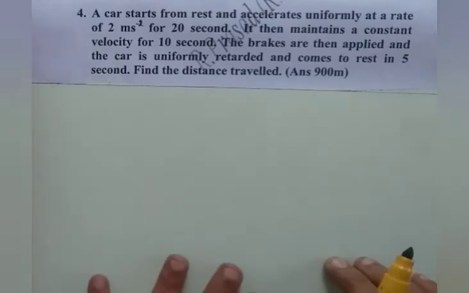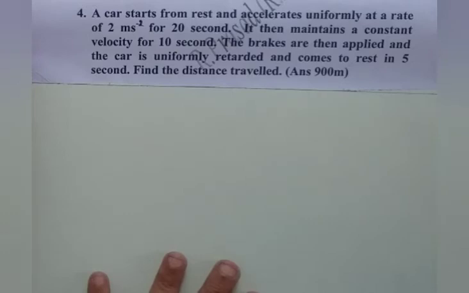We start with that. First we read the problem, the fourth problem. A car starts from rest and accelerates uniformly at the rate of 2 meters per second square for 20 seconds. It then maintains a constant velocity for 10 seconds. The brakes are then applied and the car is uniformly retarded and comes to rest in 5 seconds. Find the distance traveled.